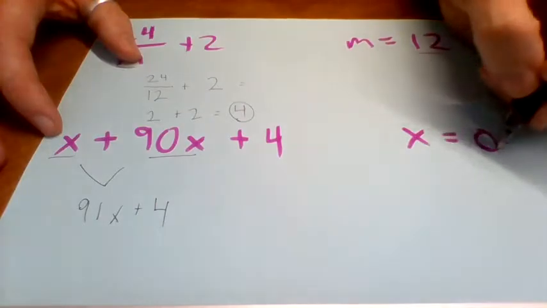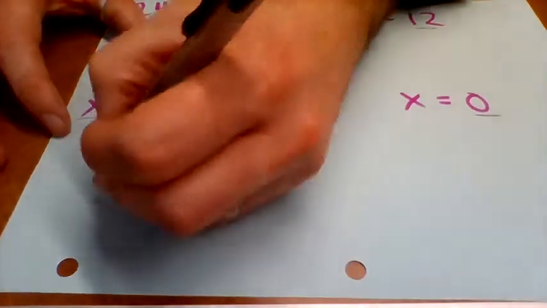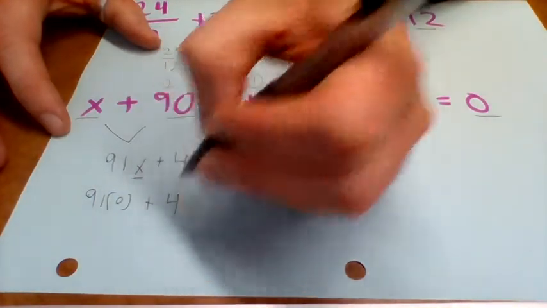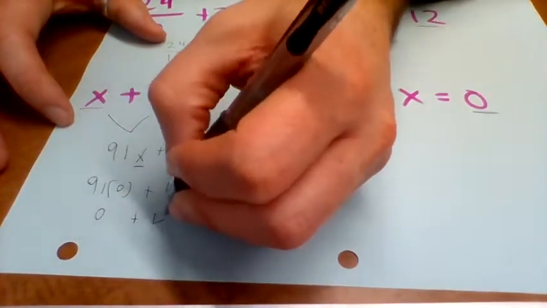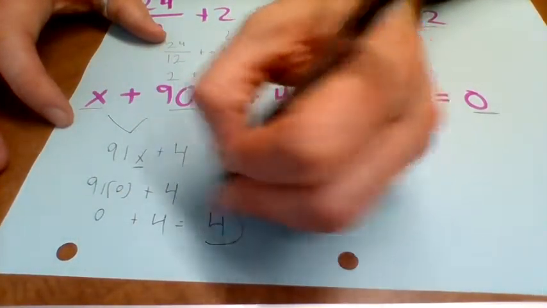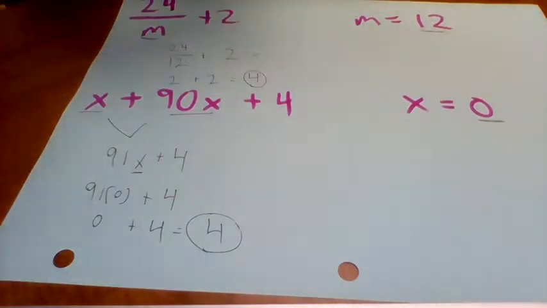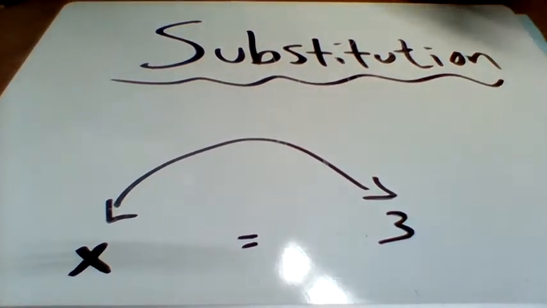Now I'm going to substitute 0 for my x. So I have 91 times 0 plus 4. 91 times 0 is 0, plus 4 is equal to 4. There are a lot of 4 answers. So there you go. Hopefully this video helps you when you are working on substitution, which is part of our homework this week.